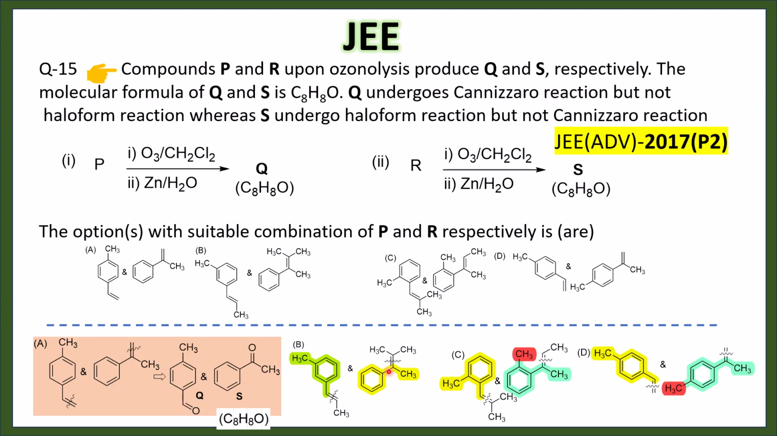So we could see this option is the correct option in both the cases, because this case also gives benzaldehyde on ozonolysis, and this part gives the acetophenone. Whereas this case gives the benzaldehyde, but this case gives the acetophenone having the substitution, so that formula does not match. And again this case also gives acetophenone function, whereas this extra methyl group, so the formula does not maintain.